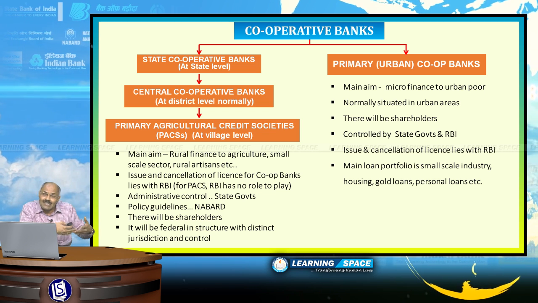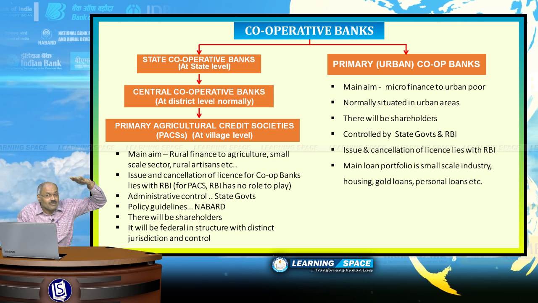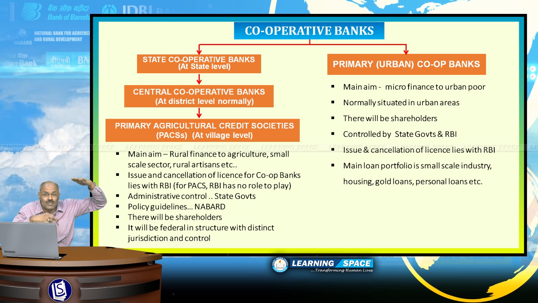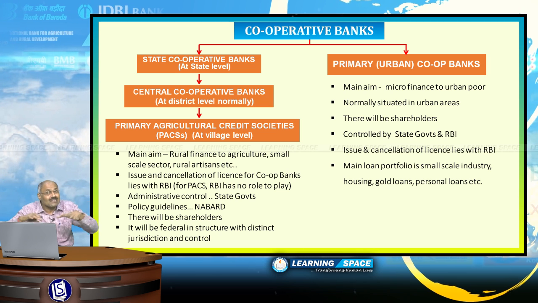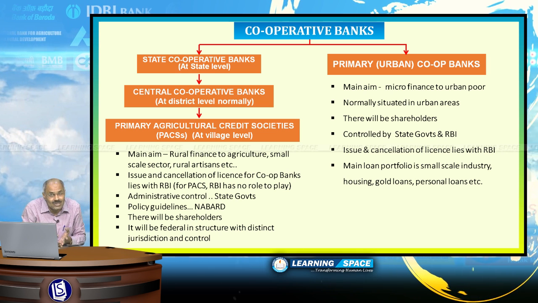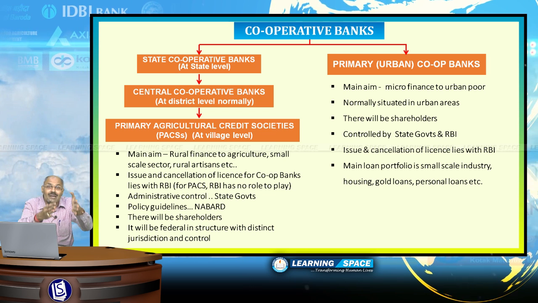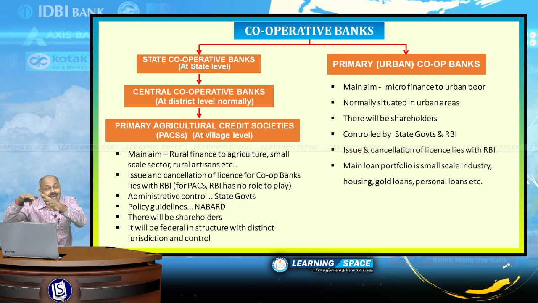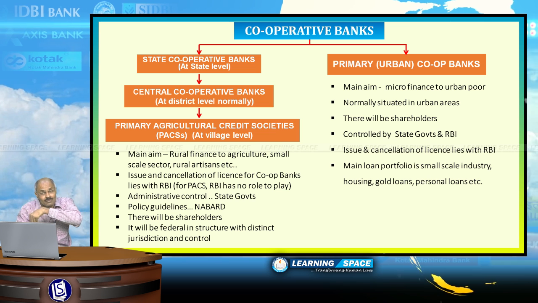Third important point is policy guidelines or supervisory control is exercised by NABARD, and it will be federal in structure with distinct jurisdiction and control. What I mean to say is, Odisha State Cooperative Bank cannot establish a bank in Andhra Pradesh or West Bengal. That means their jurisdiction is limited, right? So this is the basic structure and basic regulators with regard to the rural cooperative banks.